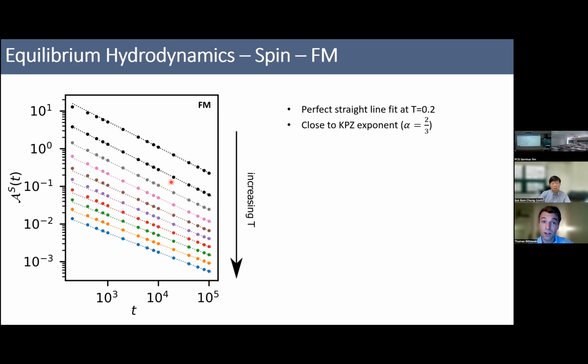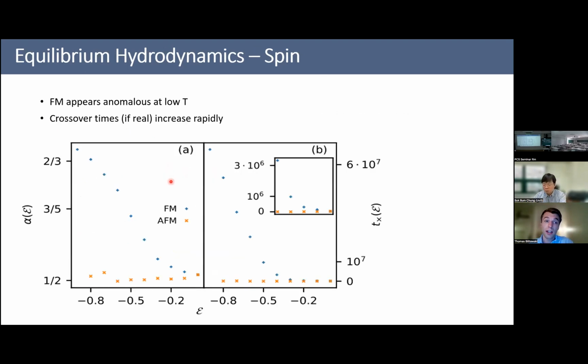So all of this was the correlation function. You can look at this exponent as a function of energy, and as I said, for the antiferromagnet it's always consistent with a half, in orange. For the ferromagnet, it seems to increase with temperature and saturate somewhere close to 2/3. So you could believe that maybe we didn't do a good job. We have numerics only for finite times, so maybe this is not the real exponent.